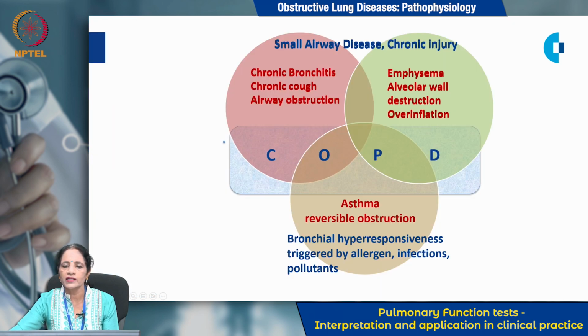Chronic bronchitis and emphysema are generally small airway diseases due to chronic injury. In chronic bronchitis, it is chronic cough with airway obstruction. In emphysema, it is alveolar wall destruction with overinflation. A subset of these patients can also have bronchial asthma, which is reversible obstruction due to bronchial hyperresponsiveness triggered by allergens, infections and pollutants. So, you see that there is a central watershed area which comprises patients with all three overlapping features, and those are the patients who are called chronic obstructive pulmonary disease.